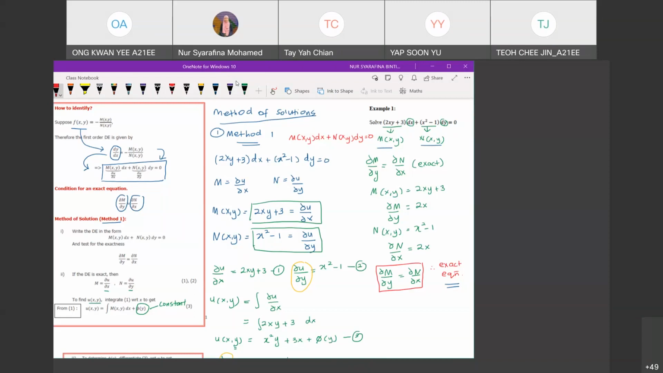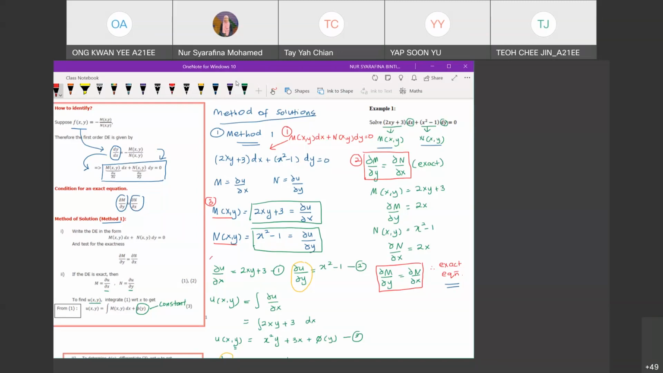And then once it is proven that it is exact, you can say that your M is actually du. This is your third step. Your M is del u del x. Your N is del u del y. The third step here is to equate this M and N with del u del x and del u del y respectively. Okay. All right.